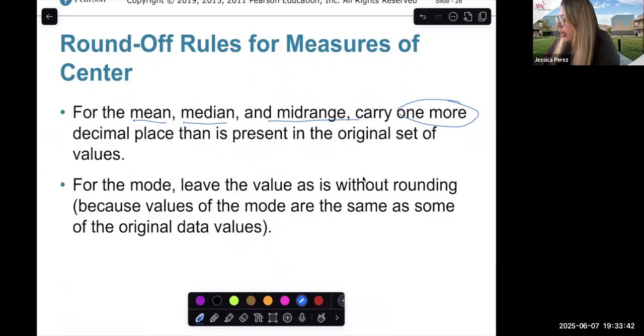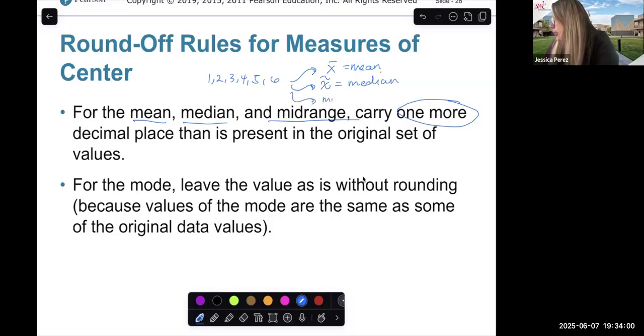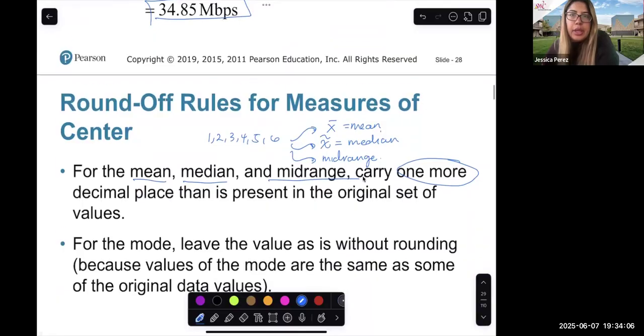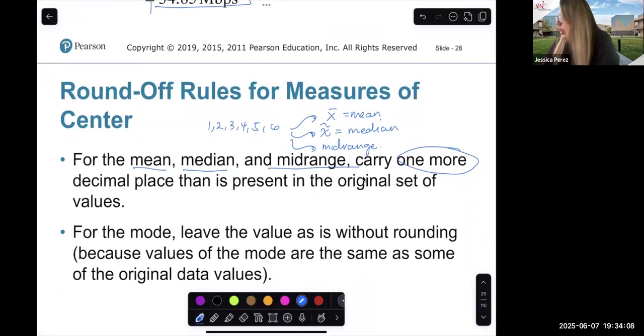So for example, if I have 1, 2, 3, 4, 5, and 6, and let's say I want to find x-bar, which is the mean. We want to find the mean. We want to find x-tilde, which is the median. And we want to find the mid-range. Here, notice that the mid-range does not have notation.